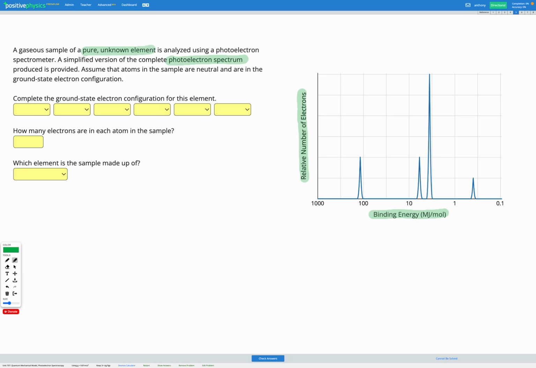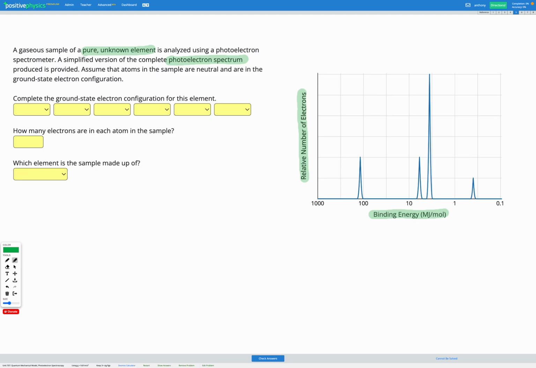And in that machine, high frequency electromagnetic radiation is shot towards the unknown element, and electrons are removed, and we can measure the binding energy of those electrons. And we can also measure how many electrons have those amounts of binding energy. And based on that, we can figure out the electron configuration.